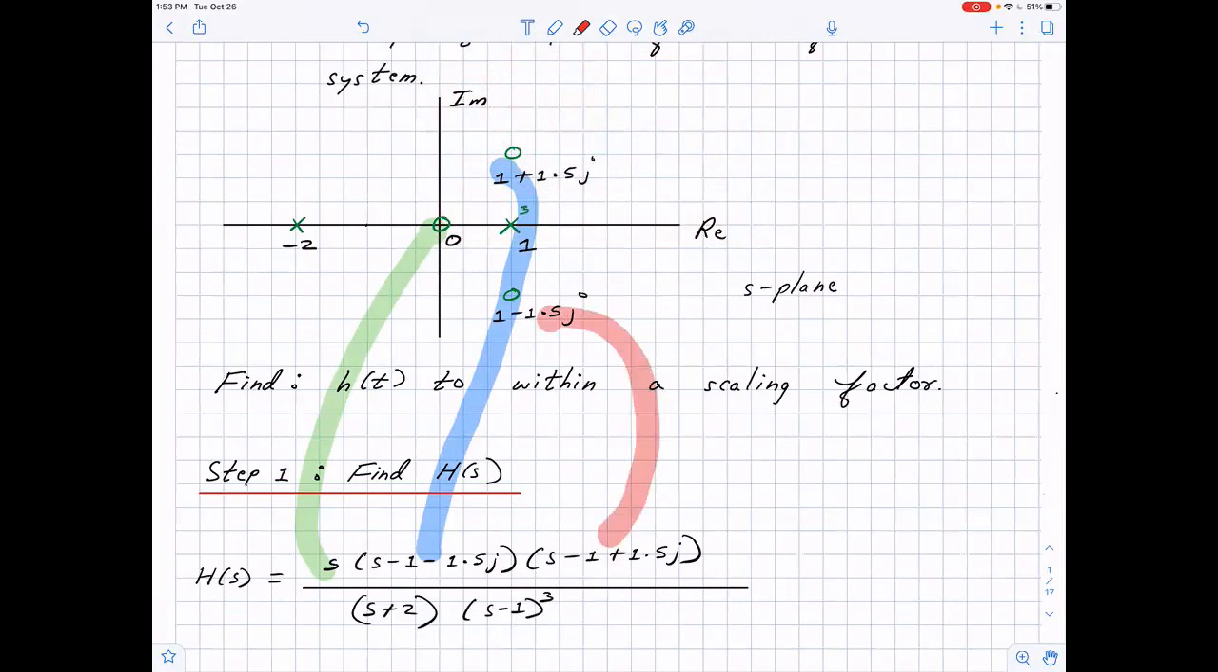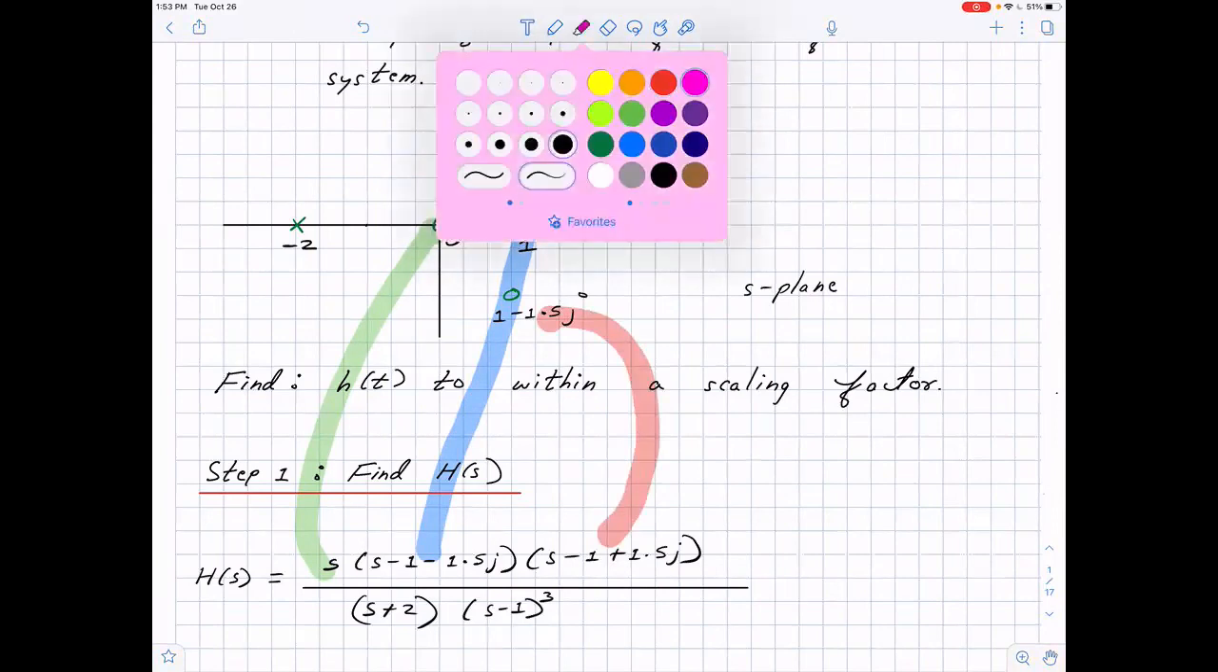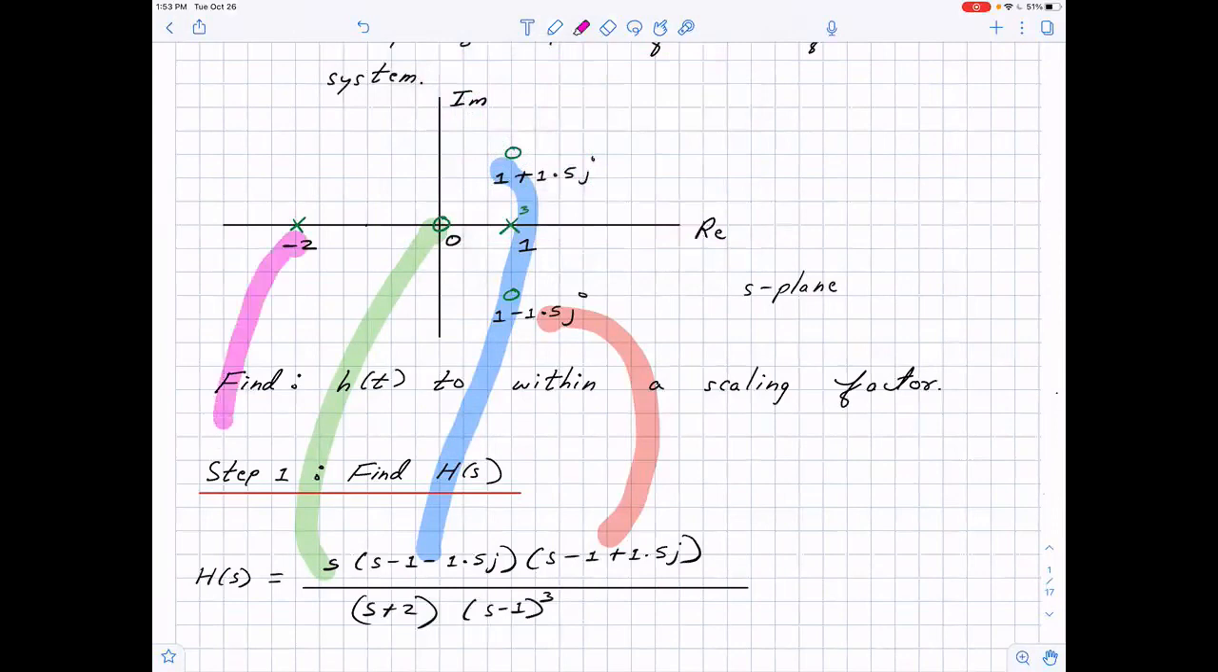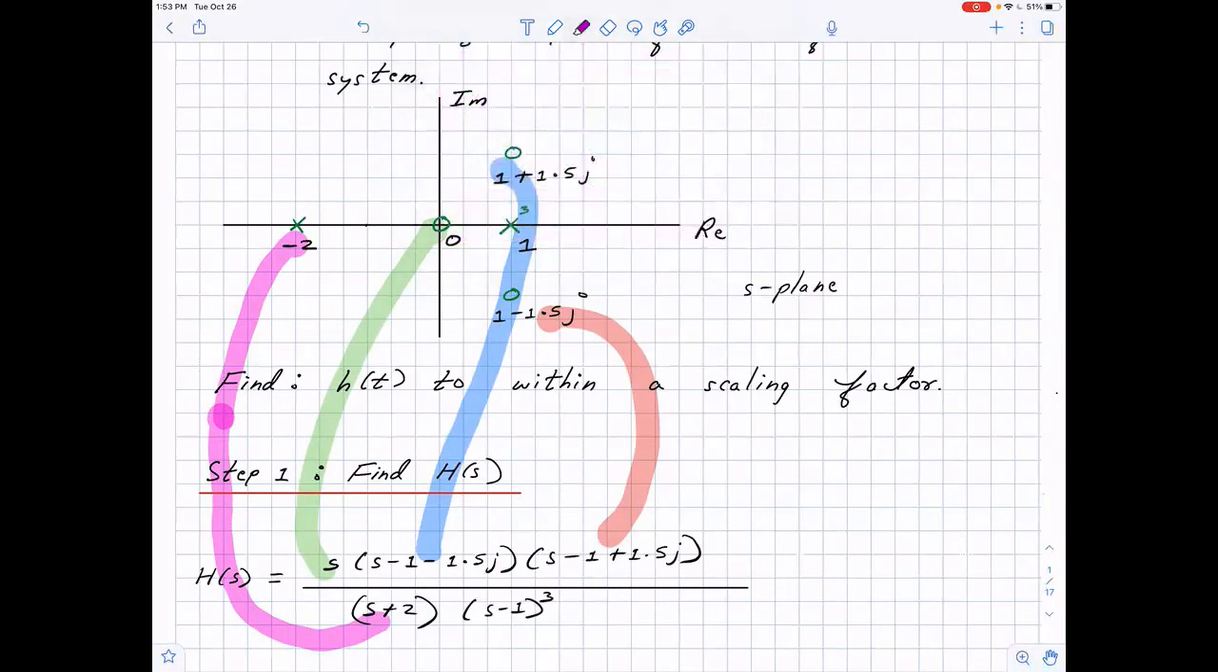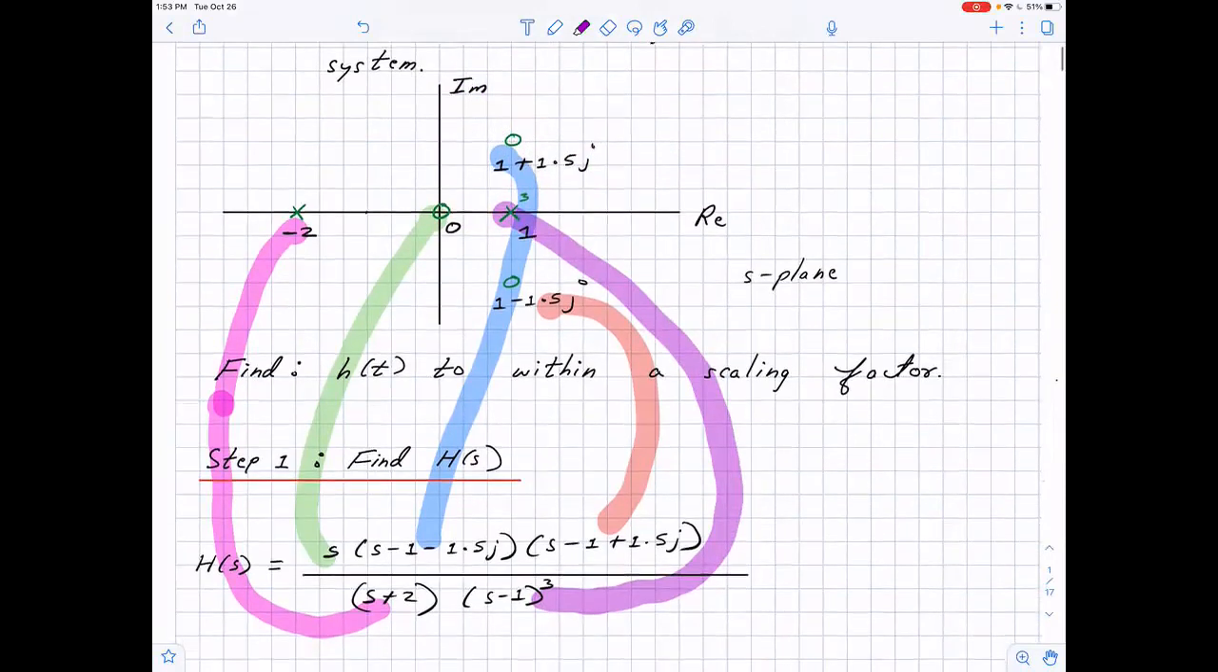Then there is a pole at s equals -2, because of which we'll get this factor s plus 2 in the denominator. And there is a pole of third order at s equals 1. So we get a third order factor in the denominator corresponding to this pole, which is here. So that is the first step.